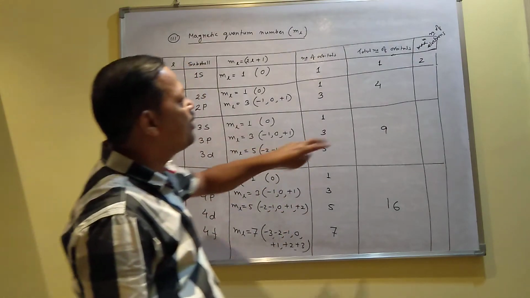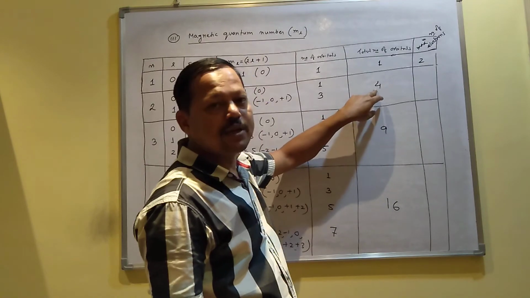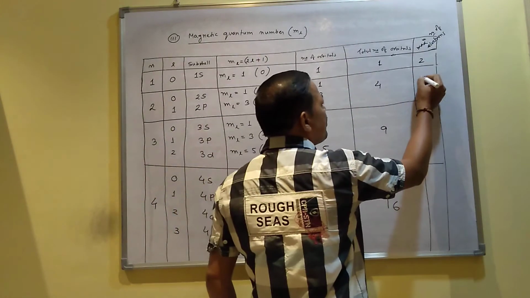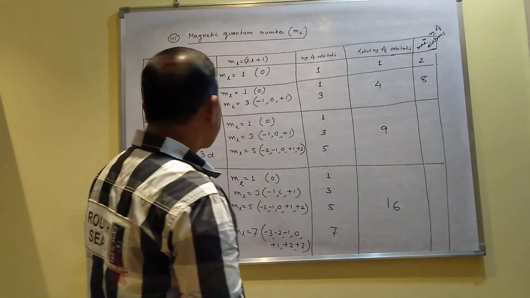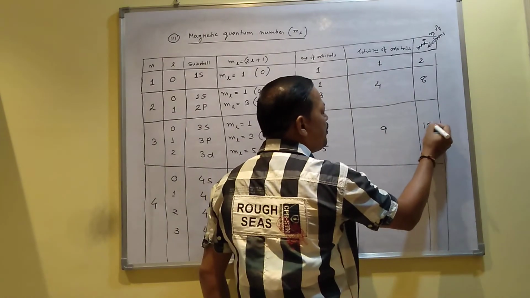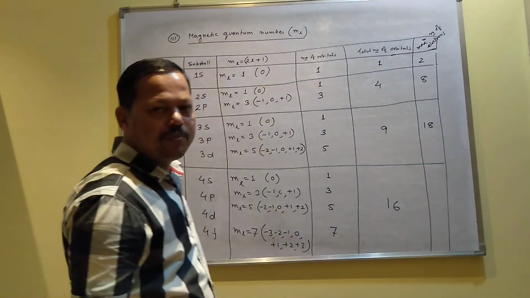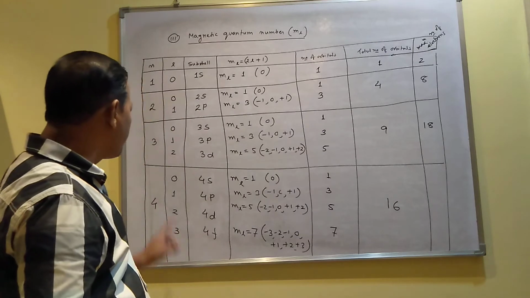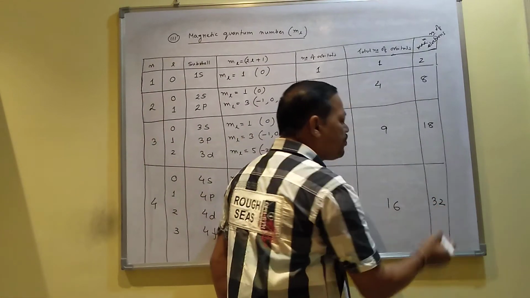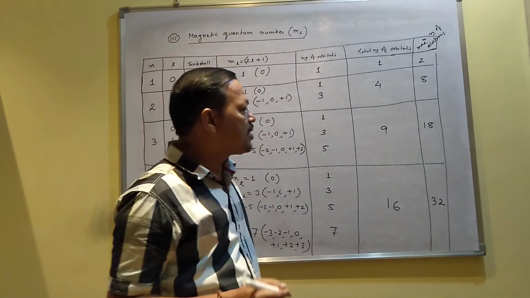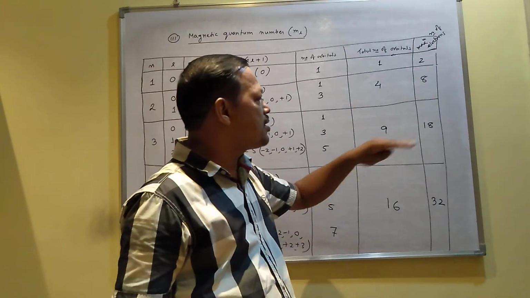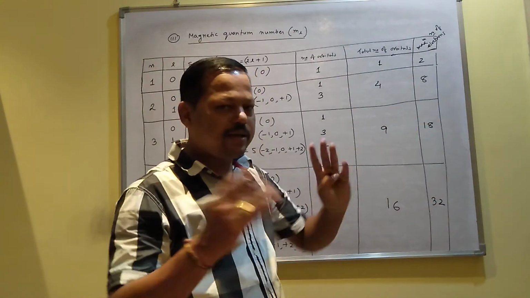In the second cell, how many orbitals? 4 orbitals. So 1 orbital contains 2 electrons, and 4 orbitals contain a maximum of 8 electrons. In the third cell, there are 9 orbitals, so the maximum number of electrons will be 18, 9 into 2, because an orbital contains a maximum of 2. In the fourth cell, it contains 16 orbitals, so it contains a maximum of 32 electrons. So in class 9, 10, you have the first cell containing a maximum of 2, the second cell a maximum of 8, the third cell a maximum of 18.